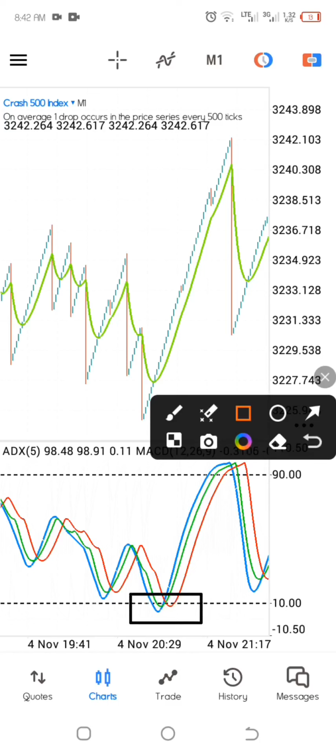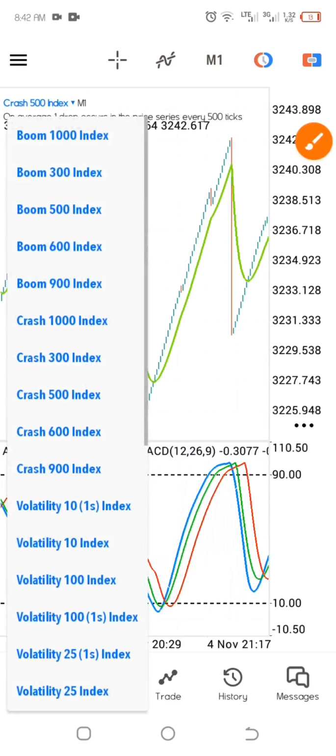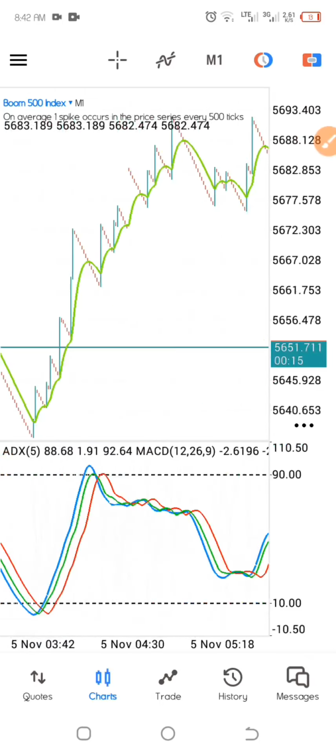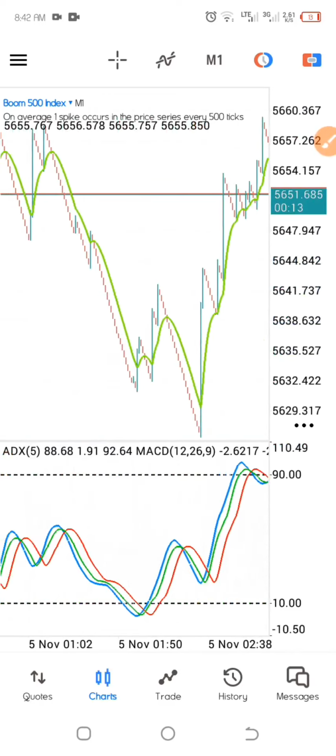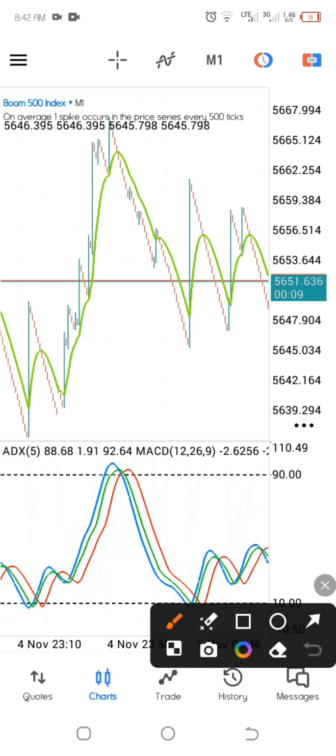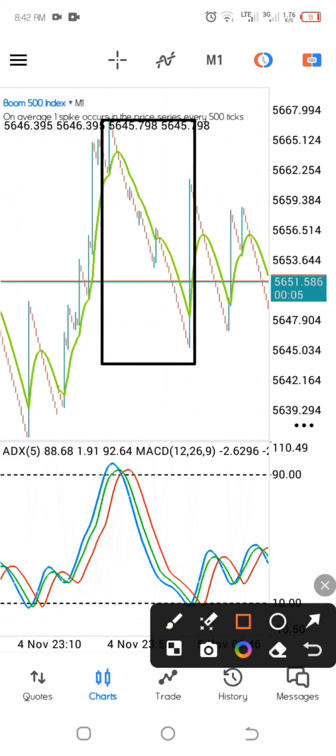I should not use this one again. Let me use another one. Okay, let's go to Boom indices. Let me use Boom 500 for another example of a trade. Here on Boom 500 we can see that we have this recent trade right here. This is the recent trade that happened in the price, so we are talking about this trade.